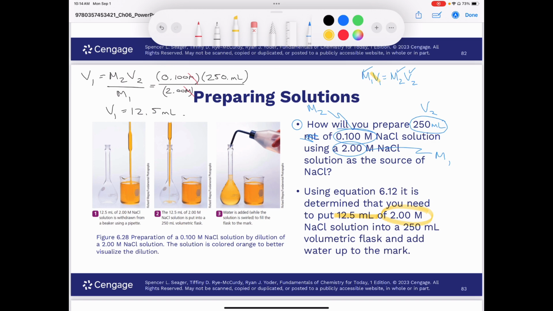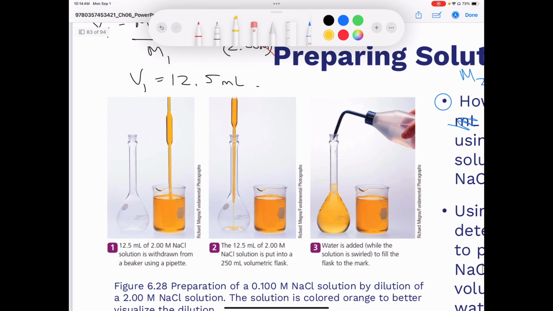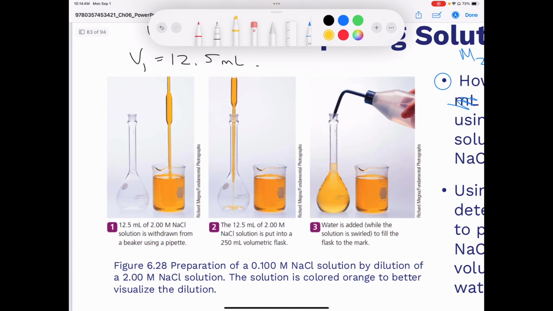So what it's telling you then is that you would have to take 12 and a half milliliters of that initial solution, the stock solution, and you'd have to dilute it up to 250 milliliters. And that's what you see happening here. Somebody is taking a bit of this concentrated solution, putting it in this volumetric pipette, and then they're doing the dilution in this volumetric flask.